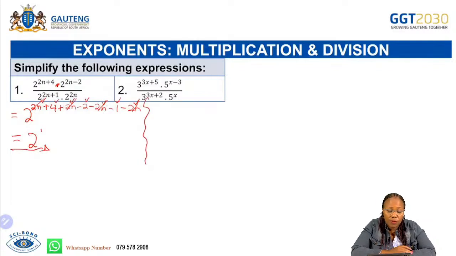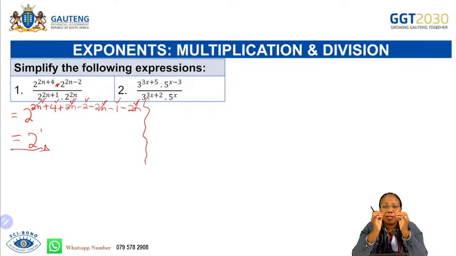And then let's move to the second one. If we look at number 2 now, we are working with 2 bases. Yes, we are still on multiplication and division. The only difference is here we have base 3 and base 5. But at least everything is in terms of base 3 and base 5. When we work with exponents in grade 12, you must ensure that you are working with the prime bases.